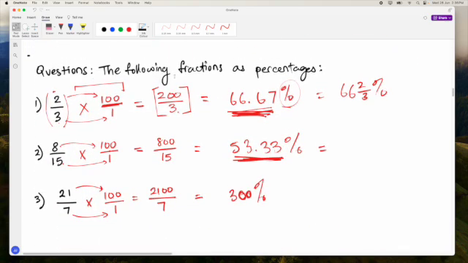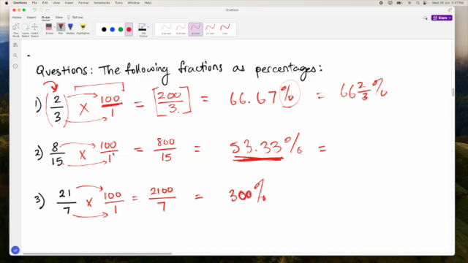And these are simple questions in terms of converting fractions to percentages, right? So these fractions here, we want to convert them to percentages. So you have 2 over 3. And 2 over 3, as I say, you just multiply by 100 over 1. So that gives you 200 over 3, which is 66.7%. You could also express it as a fraction in terms of 66 and 2/3%. That is also possible.